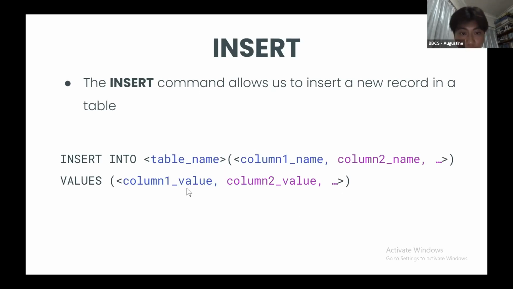Now, this is in order. So we have to put in our values in order of the fields. So let's say our participant ID is the first field. So our first value that we add into this line of code over here has to be the participant ID.